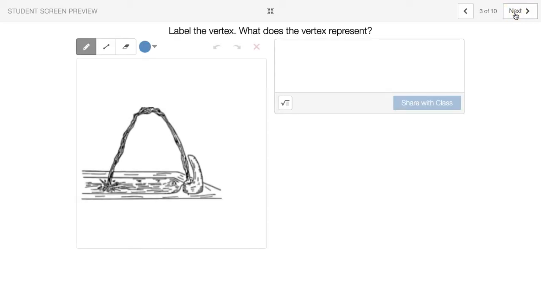So this first problem tells us to label the vertex, and what does it represent? So in this certain situation, our vertex would be here. And that would be the center of the parabola, right? And what it represents is the highest point of the water, right? It's the highest point that the water reaches.